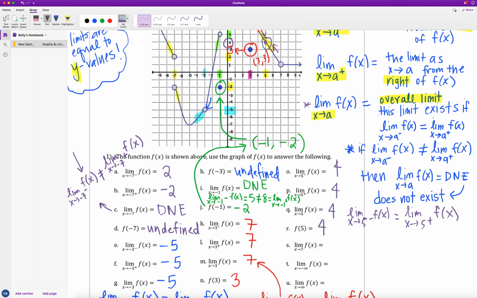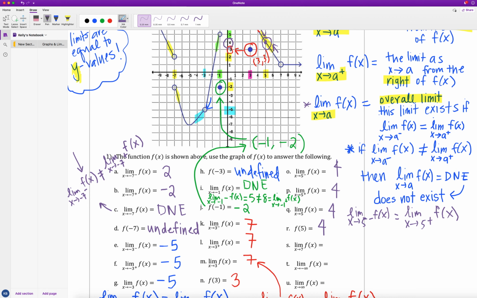Okay, we have a couple more in this one. Part S says find the limit as x approaches 7 of f of x. This is an overall limit, so I'm going to have you go ahead and pause the video now, and decide what the answer to S is going to be. Let's check part S then.